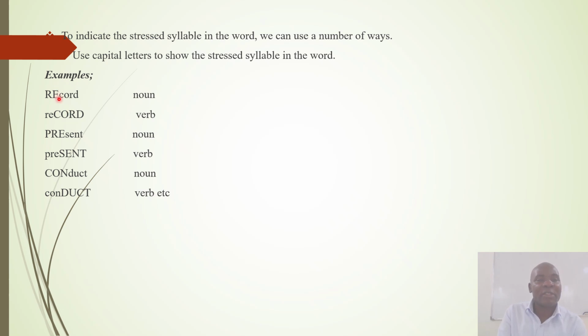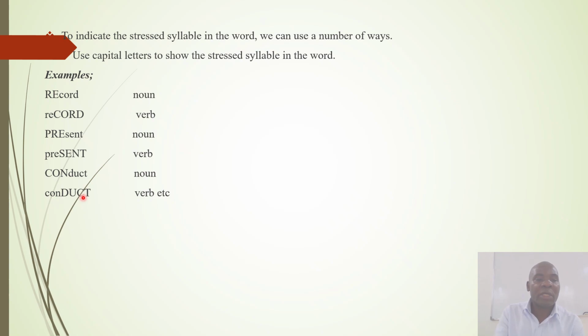The first word is record. Then the second word comes out as record. The next word, we have the first syllable stressed to give us a noun. Then the second syllable stressed to give us a verb. Then the third, we have the first syllable also stressed to give us a noun, and the second syllable stressed to give us a verb, and many others.